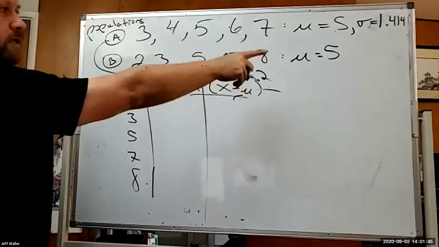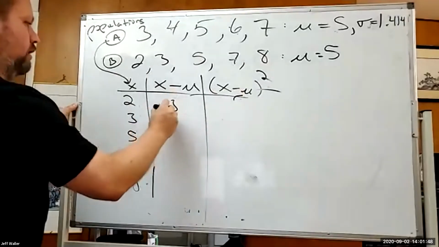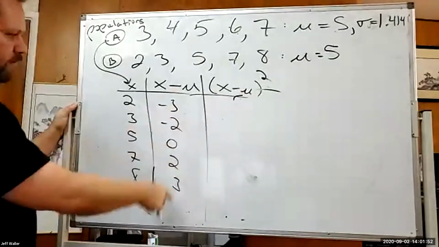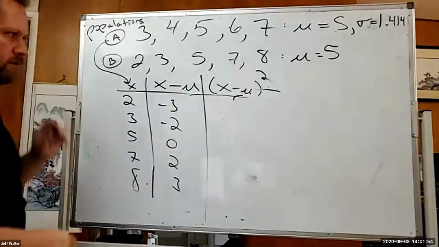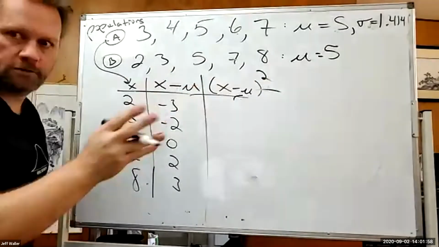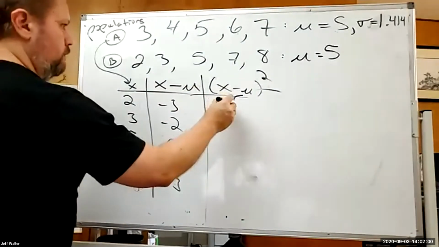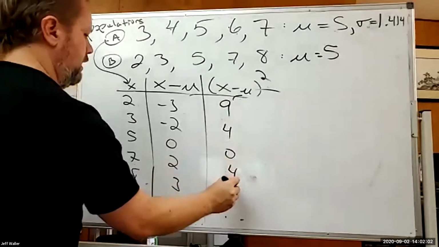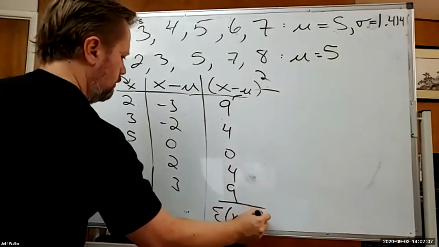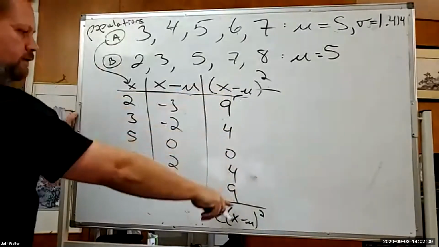So here, again, the mean is 5, so I'm going to get -3, -2, 0, 2, 3. I still have the same problem. They add up to be 0. So that's why we always square next. I'm going to do this a little bit quicker. 9, 4, 0, 4, 9, and then I add these up.